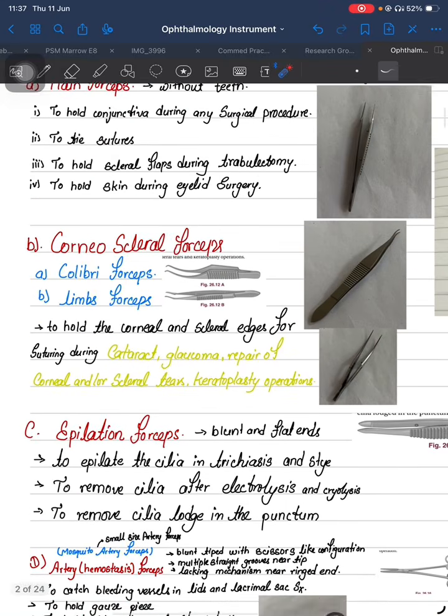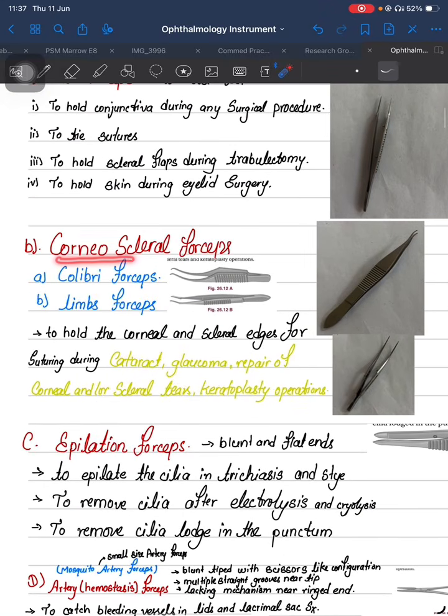Now let's discuss the corneoscleral forceps. There are two types of corneoscleral forceps. One is the colibri forceps, and another one is the limb forceps. Colibri forceps: we can remember that C means the copton. So this one is the colibri forceps.